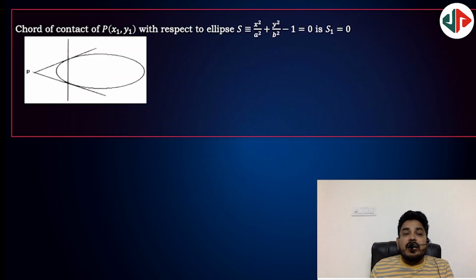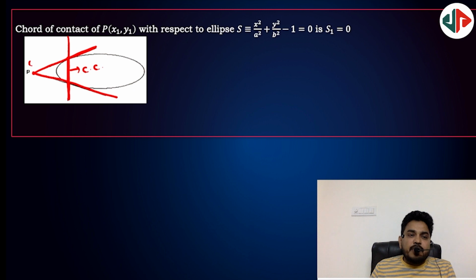Next one. What is the chord of contact? So from an external point, when you are drawing two tangents, join their points of contact. This is called the chord of contact. If this point is x1, y1, this equation is S1 is equal to 0. Please understand here, instead of ellipse, you can keep it as parabola, circle, hyperbola. The chord of contact definition will not change. Even the pair of tangents also will not change.